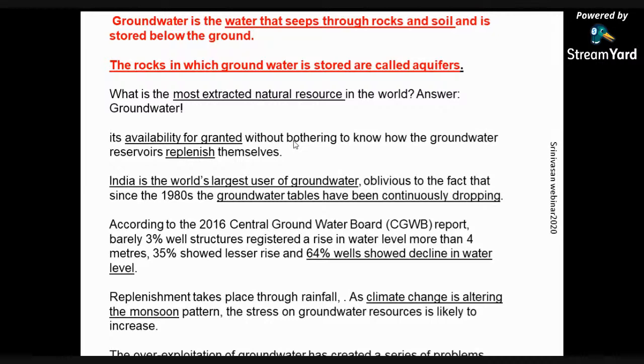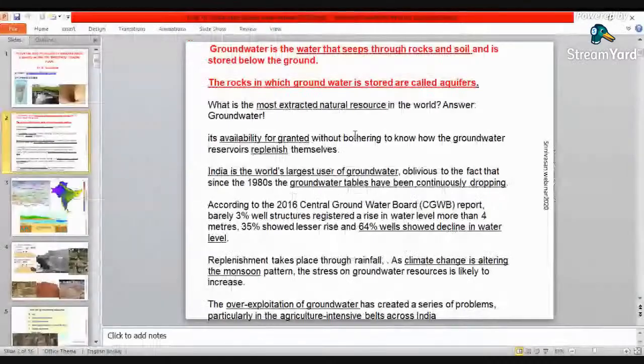So, some of the basic key points we will run through. Groundwater is the water that seeps through the rock and soil and is stored below the ground. The rock in which it is stored is called the aquifer.